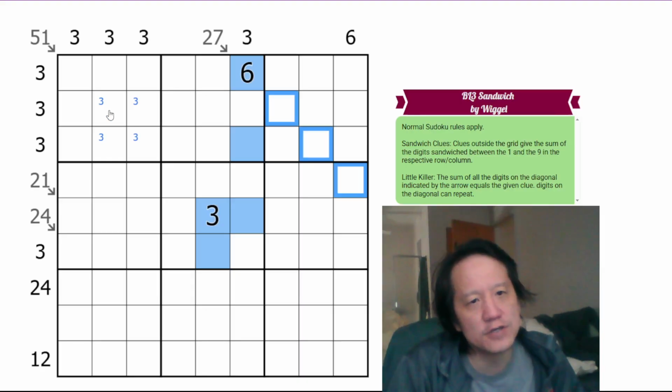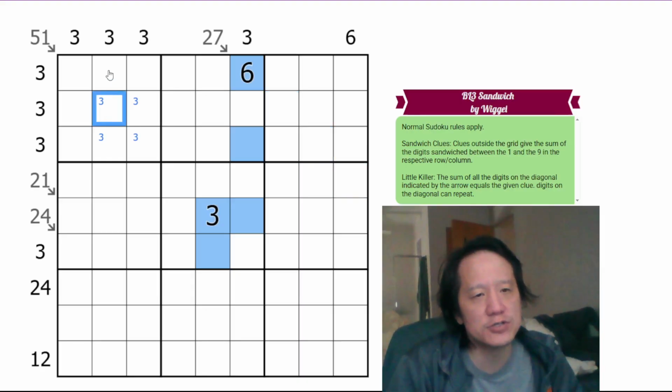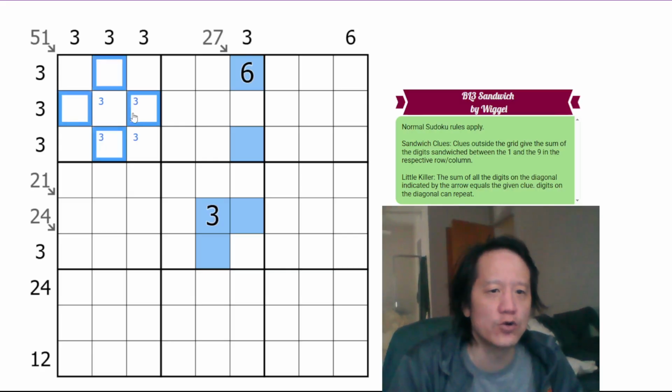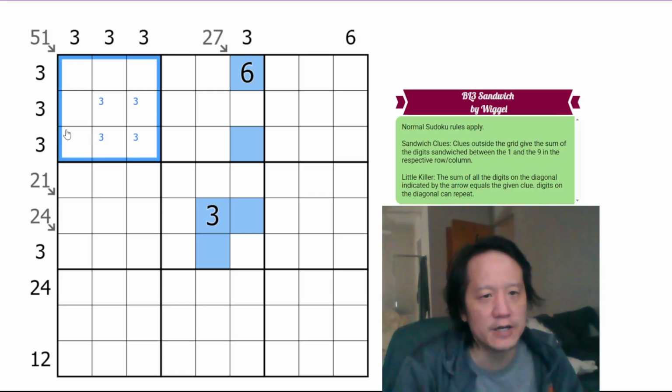If this is a 3, that would mean there's a definite crust here and then a crust here. But that's 4 crusts in the same box, and we know there's only 2, right? The 1 and the 9. So this cannot be 3 here.